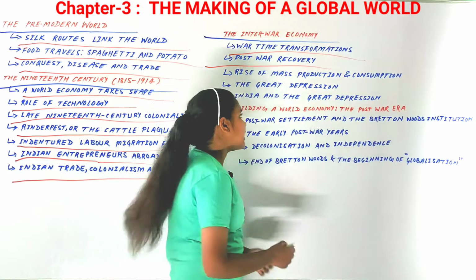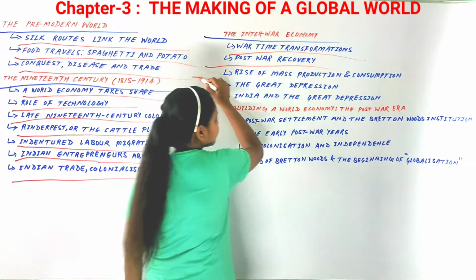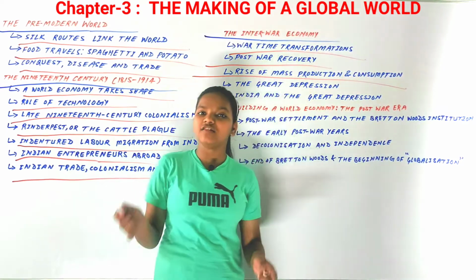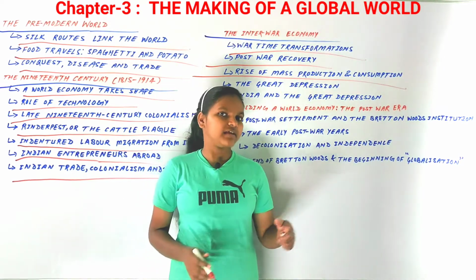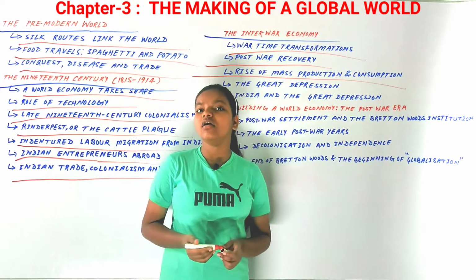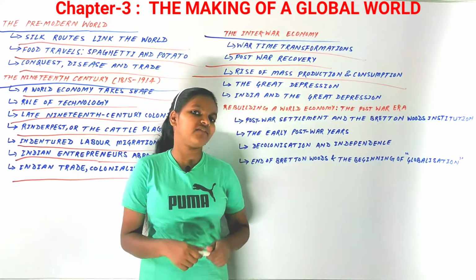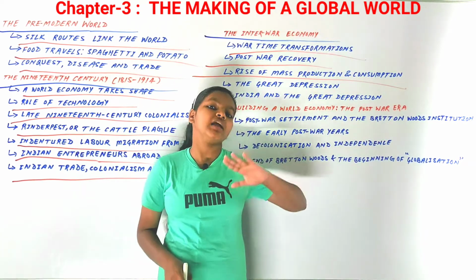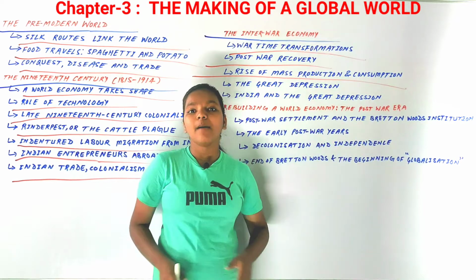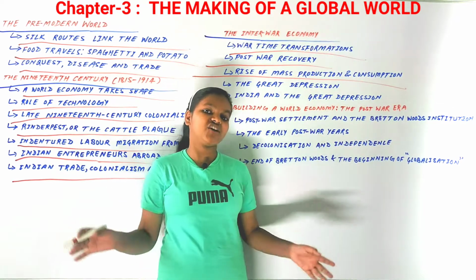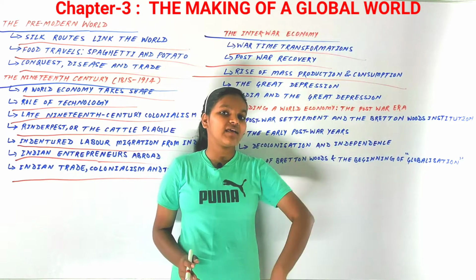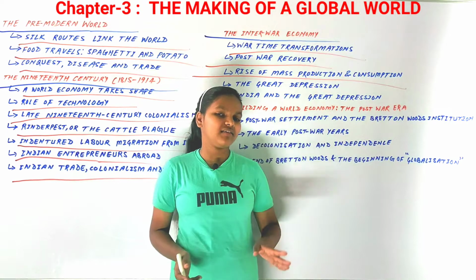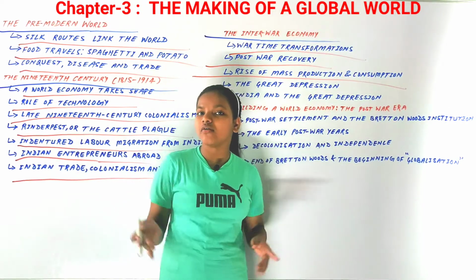Now our next subtopic is the rise of mass production and consumption. Now that we have seen the case of Britain and its post-war recovery, and that there was so much uncertainty among people and so much unemployment in Britain, in the US the condition was just the opposite. Now it was gaining more and more power and economic development, and it was very easy for it to recover post-war.